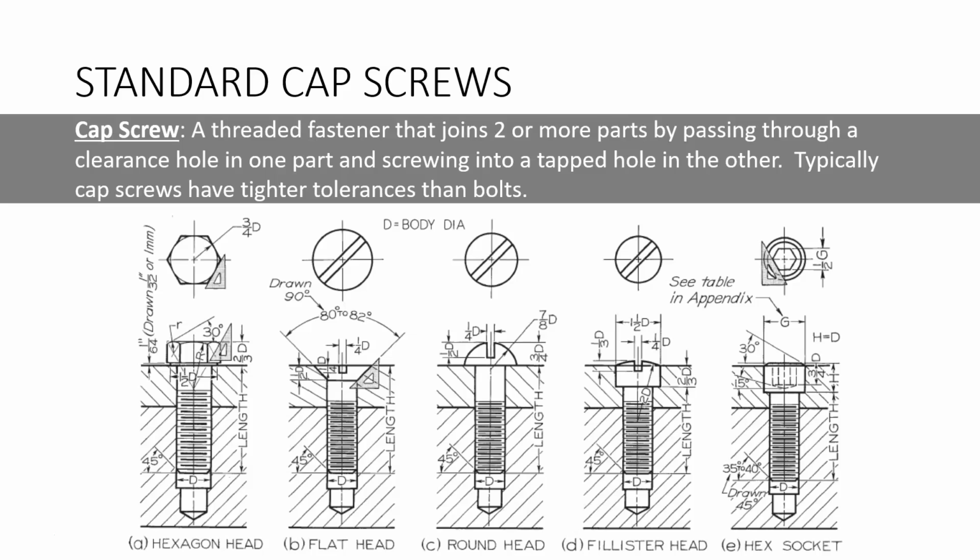Cap screws, of course, they're typically smaller than a bolt, and as the definition says, a cap screw is a threaded fastener that joins 2 or more parts by passing through a clearance hole in one part and screwing into a tapped hole in the other, right? So the bottom part here, this plate, has a blind tapped hole, right? You can see that here. This top plate has a clearance hole in it, all right? And so this is what a cap screw is.